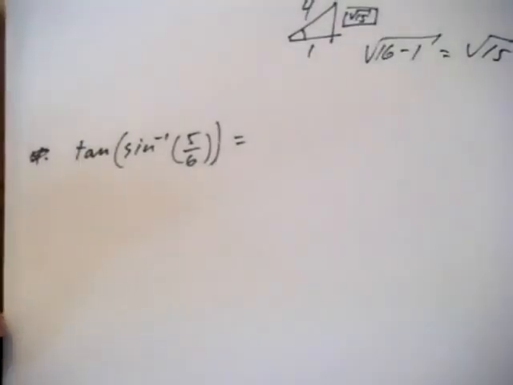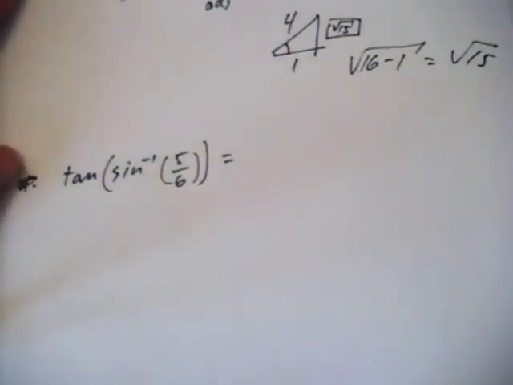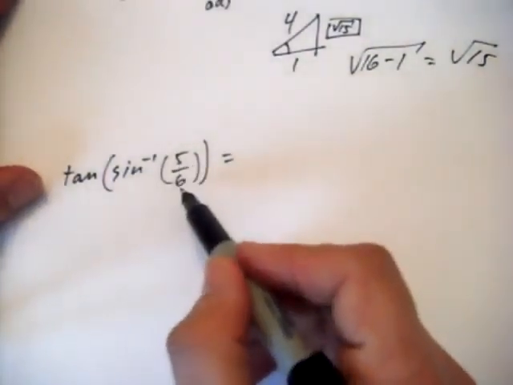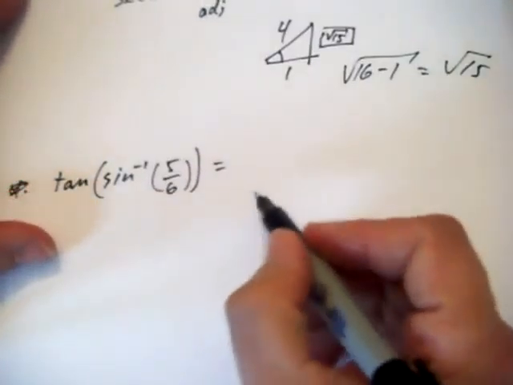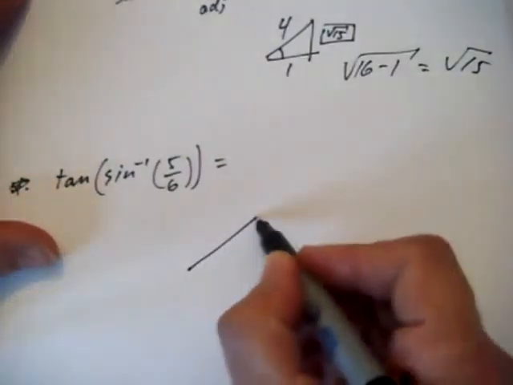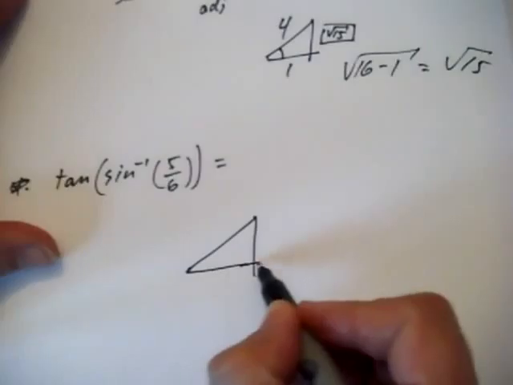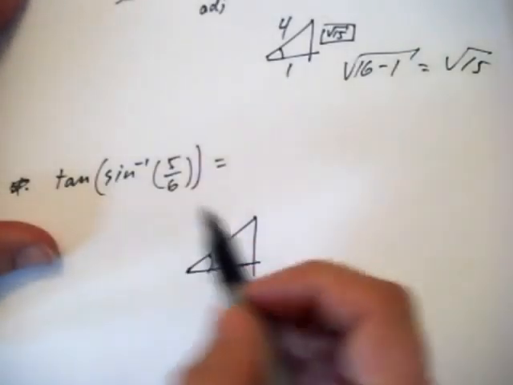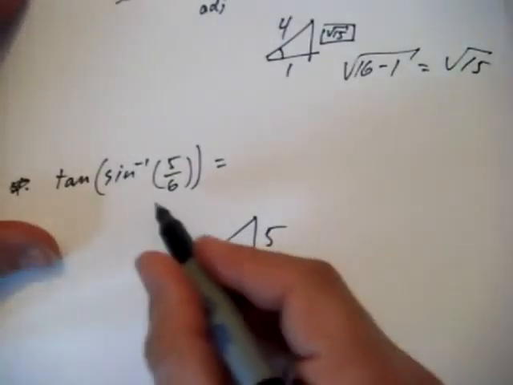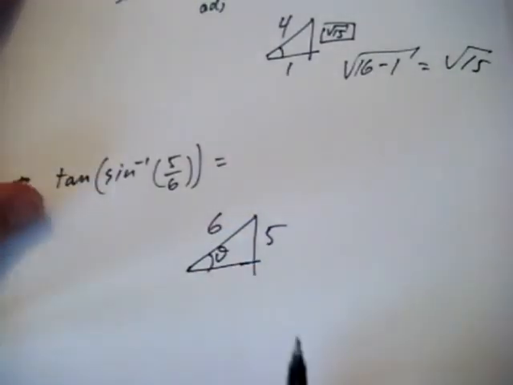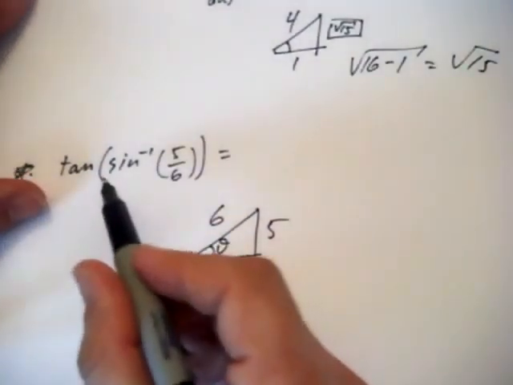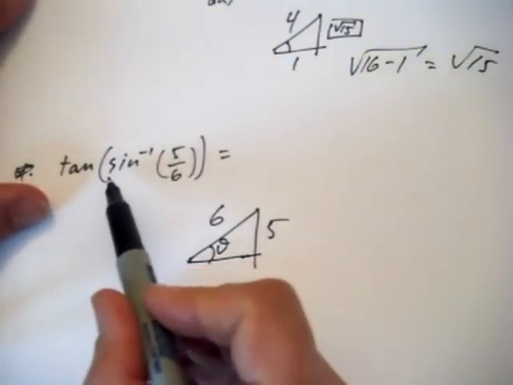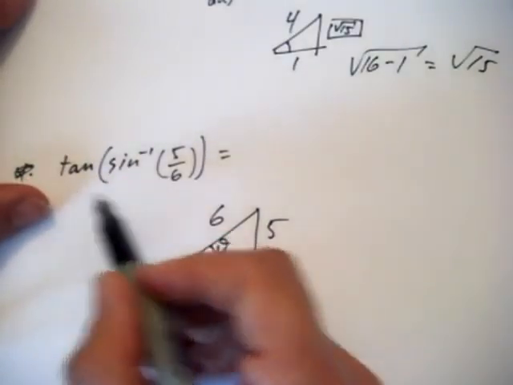Okay, my next problem is tangent inverse sine 5 over 6. So let's build a triangle. Here's my theta I'm looking for. Sine is opposite over hypotenuse, so this is 5, this is 6. And we'll just read the angle. So we're looking for the tangent at this point.